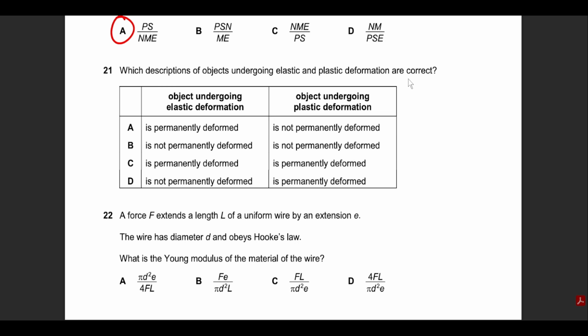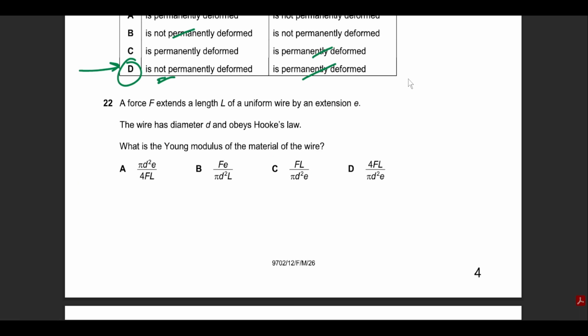Objects undergoing elastic and plastic deformations. What happens to them? So they are not permanently deformed, not permanently deformed. They are permanently deformed, are permanently deformed. So the most common option is option D, a very straightforward question.